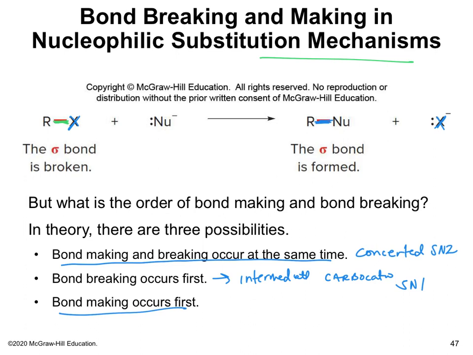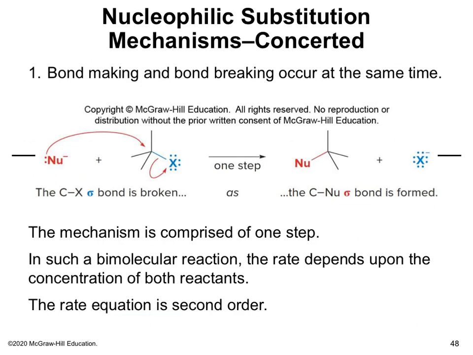Does bond making occur first, or does bond breaking occur first? So here, this is SN2, and it's concerted. That means the bond being broken and made happens at the same time. So this is bimolecular. That's what the 2 means.